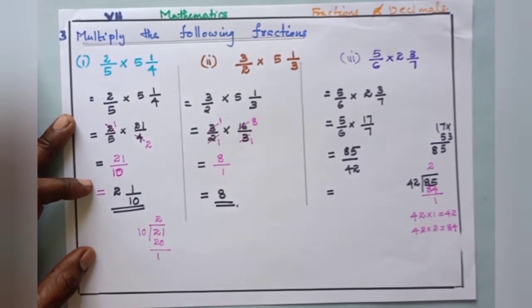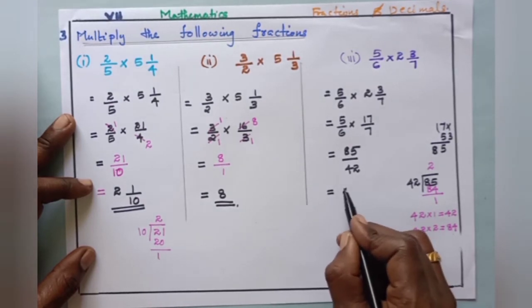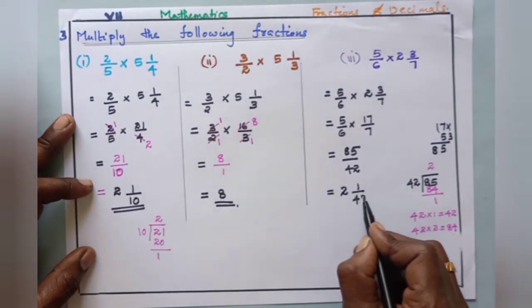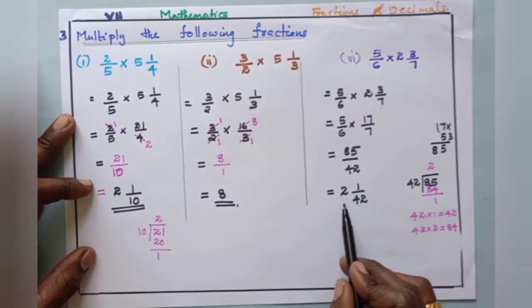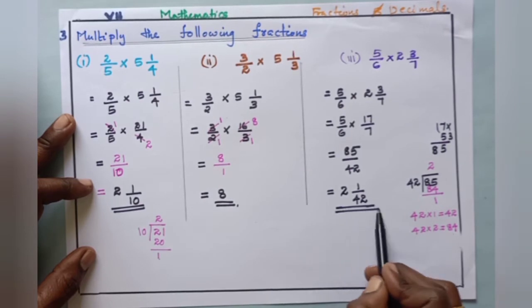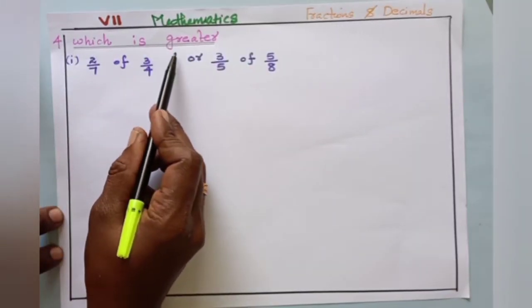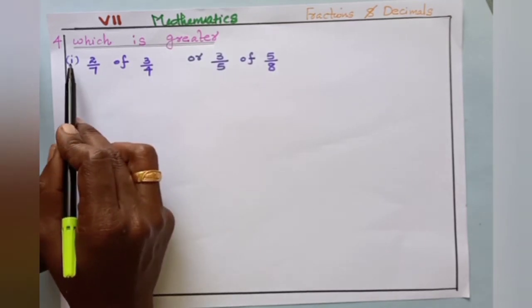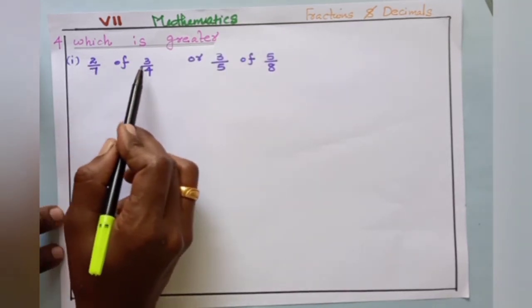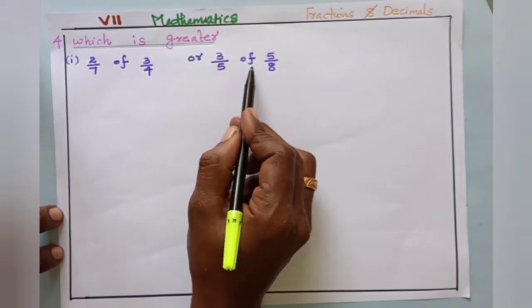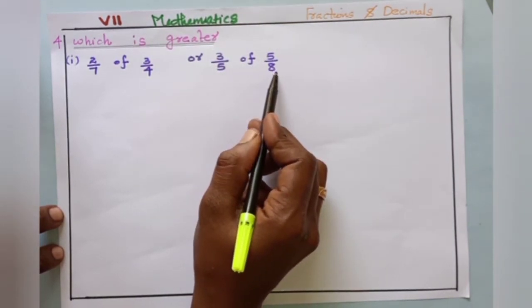Subtracting, we get 1. So quotient, remainder by divisor: 2 and 1 by 42 is the final answer. Friends, listen to the next question. Which is greater? First question, 2 by 7 of 3 by 4 or 3 by 5 of 5 by 8.